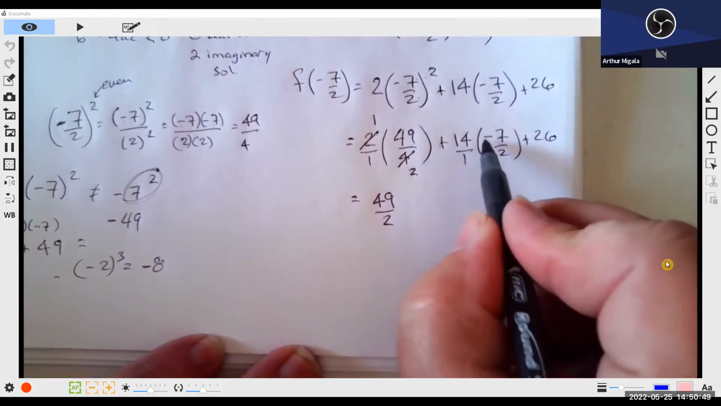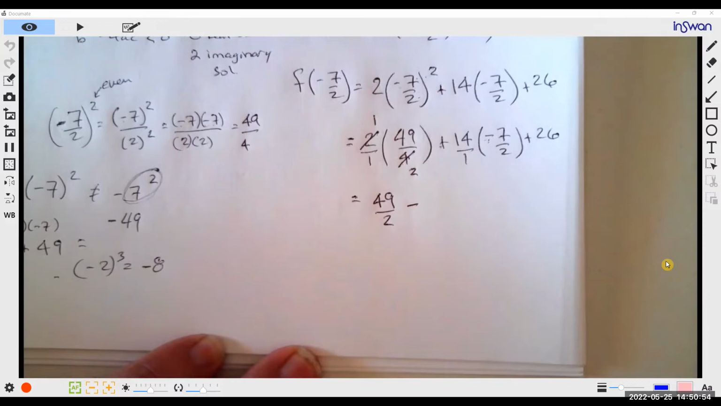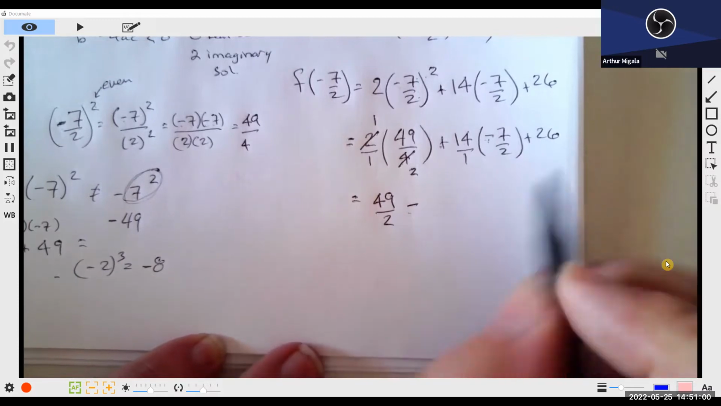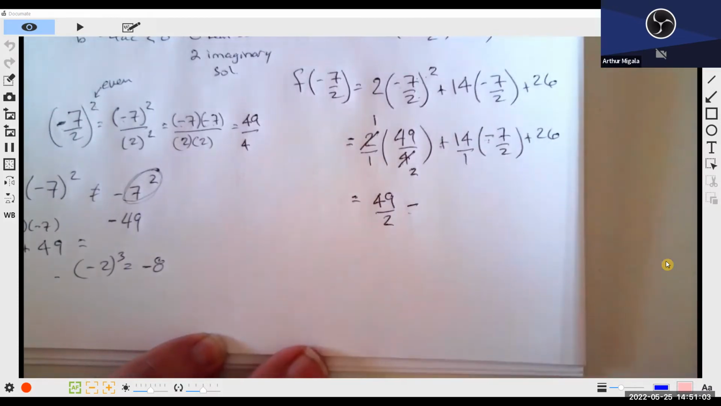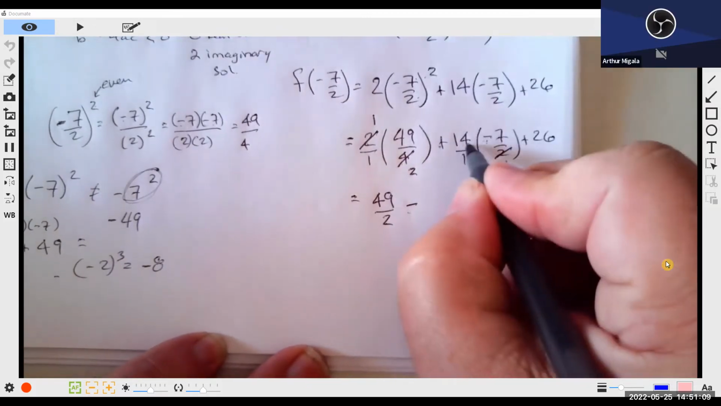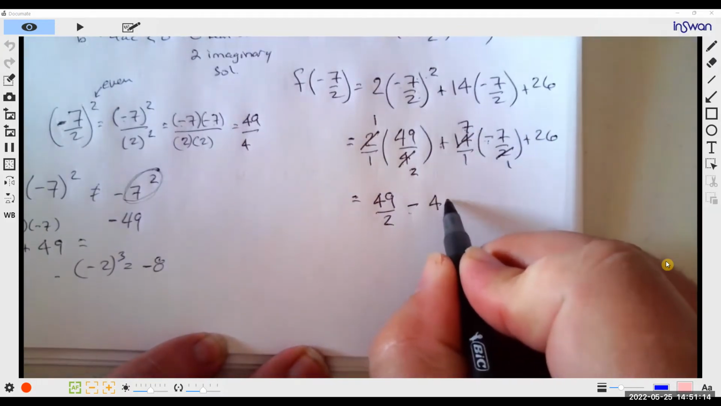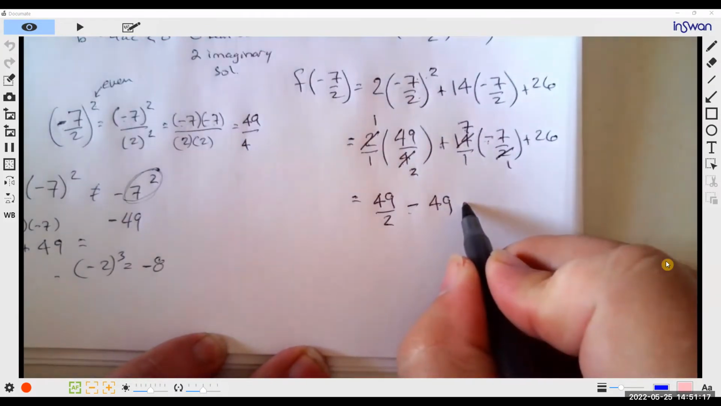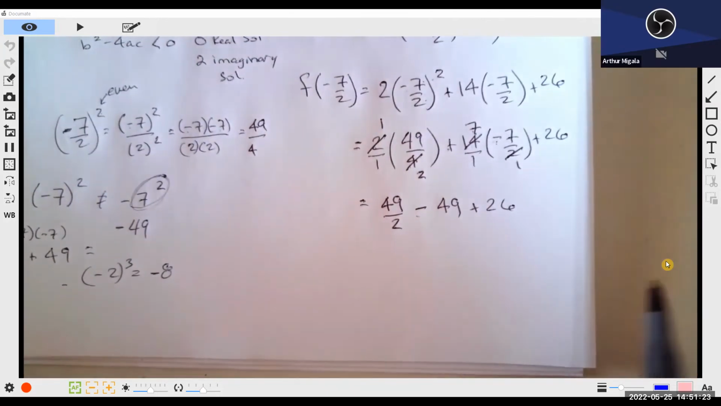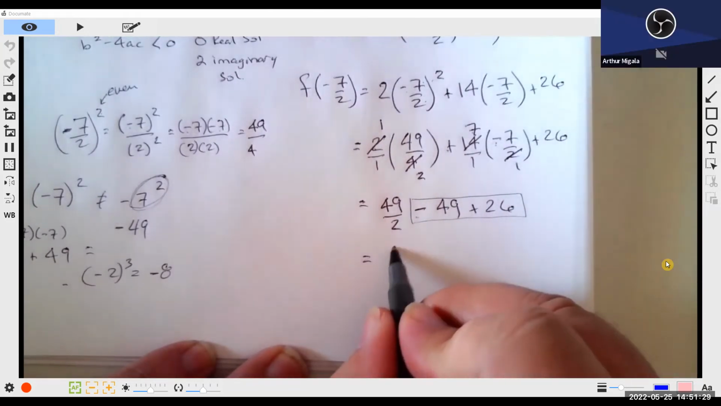Now, here we have different signs. Positive times negative is a negative. So that takes care of signs, we don't have to worry about them anymore. What cancels here? Well, the 14 and the 2. So 2 goes into 14 7 times. So 7 times 7 is 49, plus 26. So this is combining like terms.